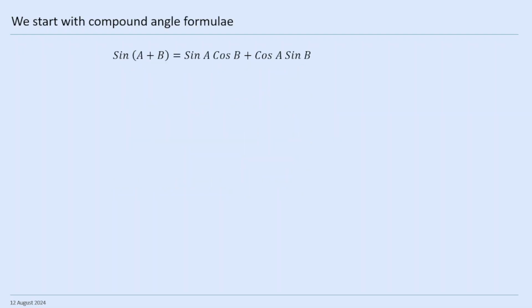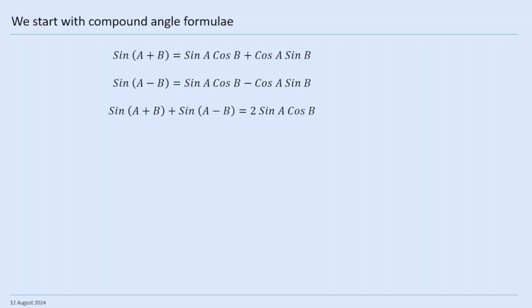So we start with the compound angle formulae. Sin(a plus b) equals sin a cos b plus cos a sin b. We looked at these in a previous video. I will put a link in the description. Sin(a minus b), sin(a plus b).